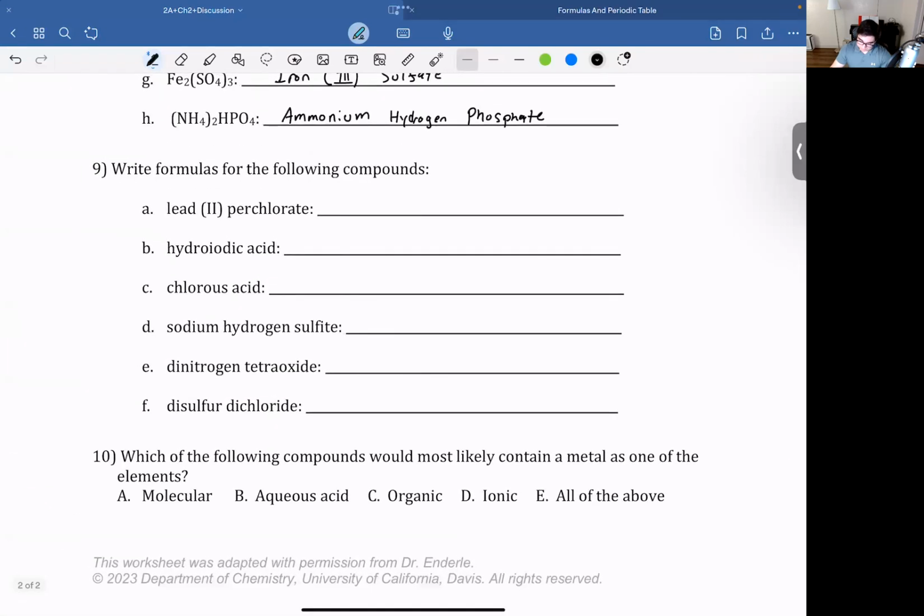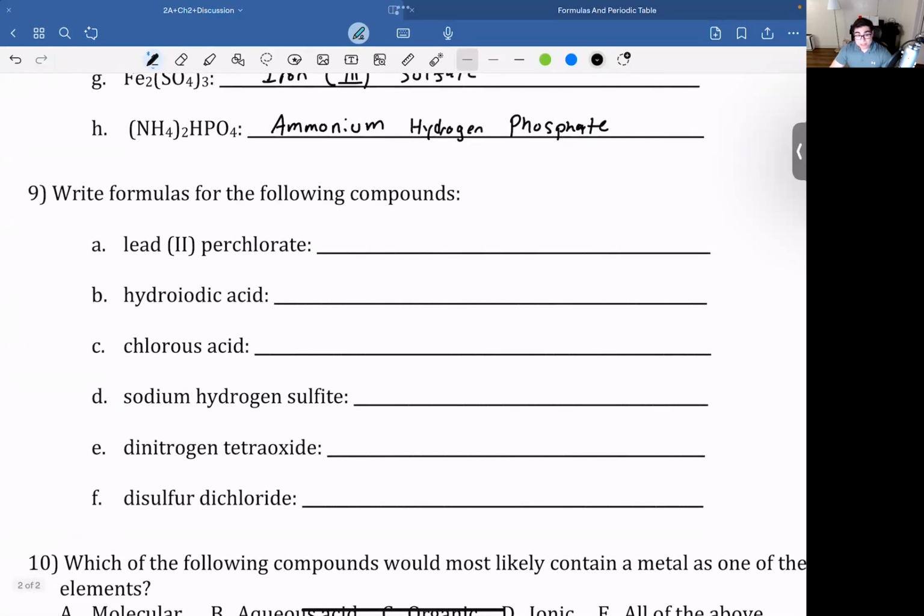Then that's it. All right, number 9, it says write the formulas for the following compounds: lead(II) perchlorate, hydroiodic acid, chlorous acid, so on and so forth. So starting with the first one, lead has a symbol of Pb. And then there is perchlorate. So again, going back to what we were talking about before, perchlorate is ClO4. Great. Now, what is the charge of perchlorate? The charge of perchlorate should be -1.